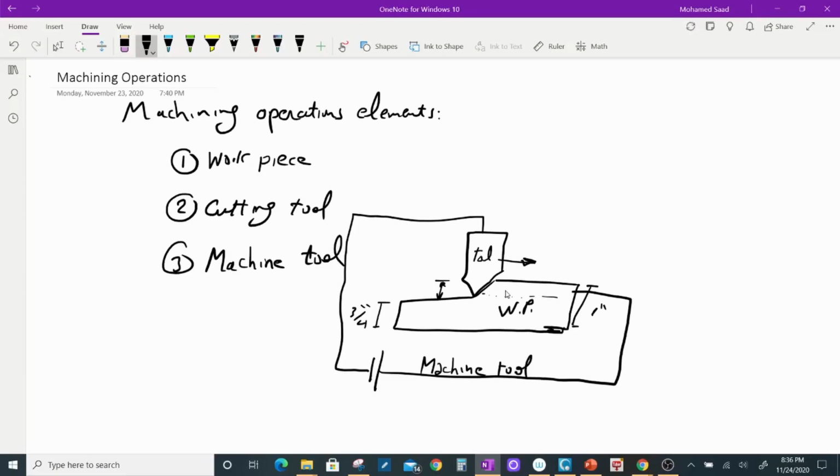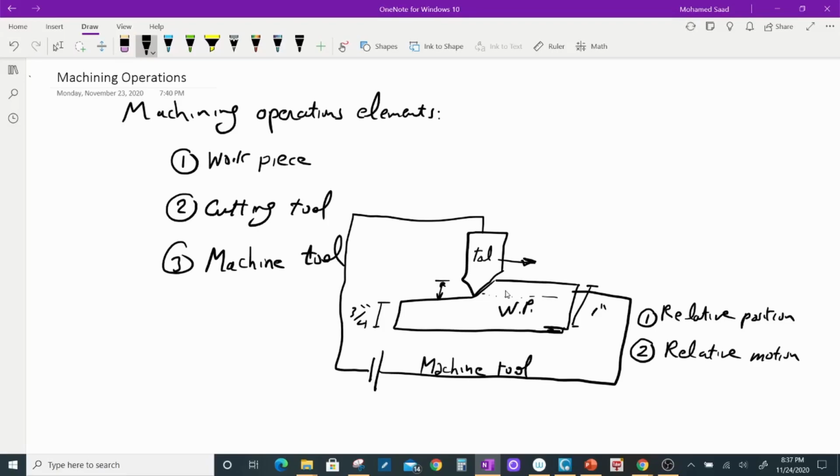So it's obvious that the machine tool will do basically two main functions. The first is to maintain specific relative position. So it needs to hold the tool in a certain way, it needs to hold the workpiece in a certain way, and make certain relative position between the tool and the workpiece. Then the second function of the machine tool is to provide a relative motion. So we have relative motion.